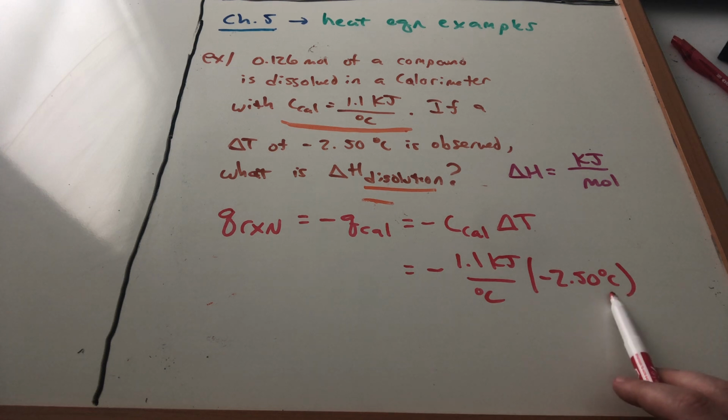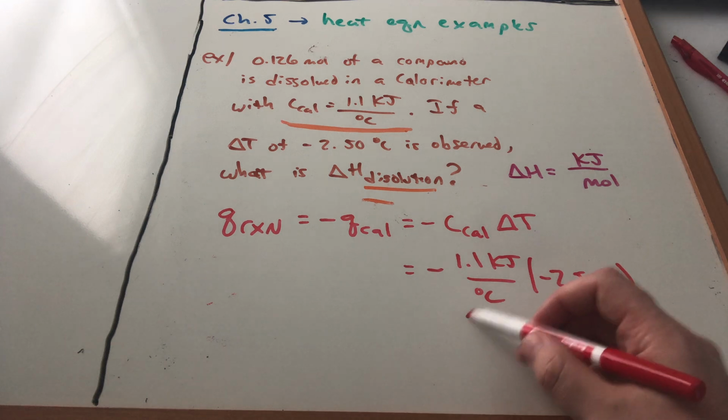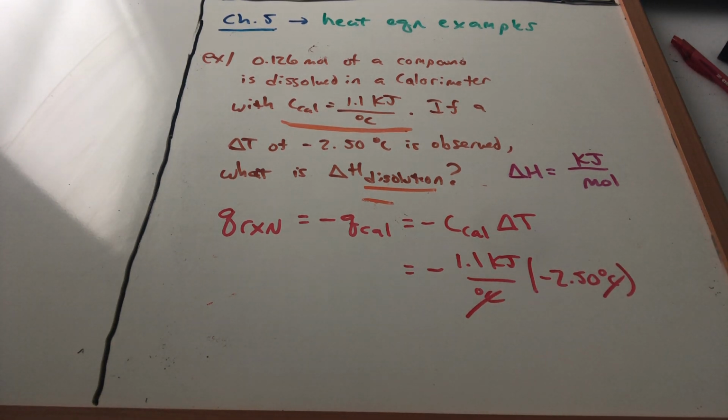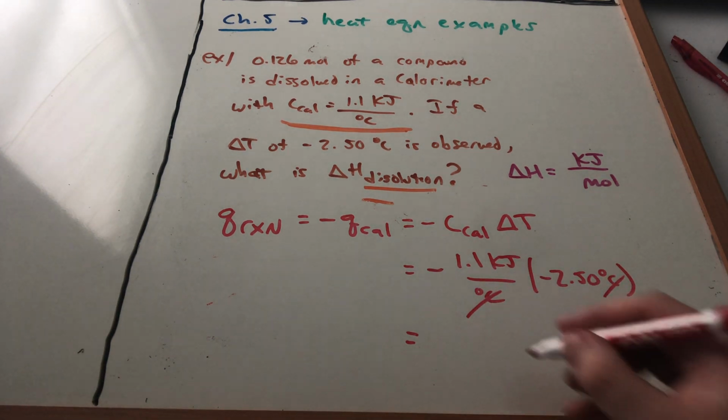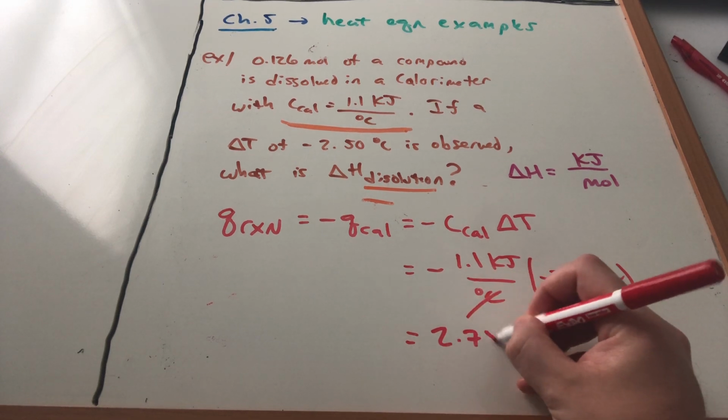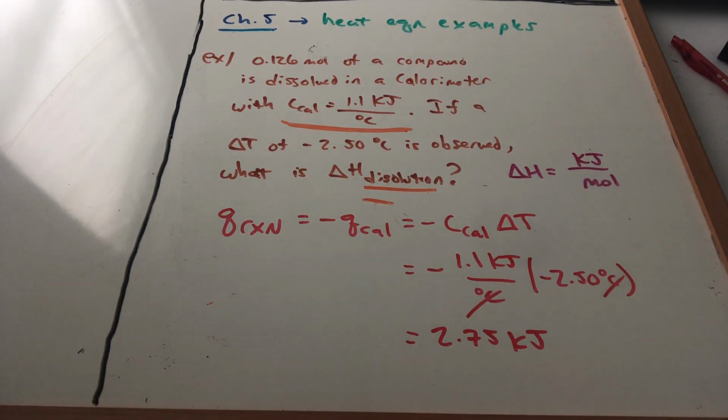Now this could be Kelvin, because remember delta T's are the same in degrees Celsius or Kelvin, but this is a nice example where we see that we can cancel that. Even if this was Kelvin, it would cancel here, because delta T's in degrees Celsius are the same as delta T's in Kelvin. So I plug this information into my calculator, and what I get is 2.75 kilojoules of energy.